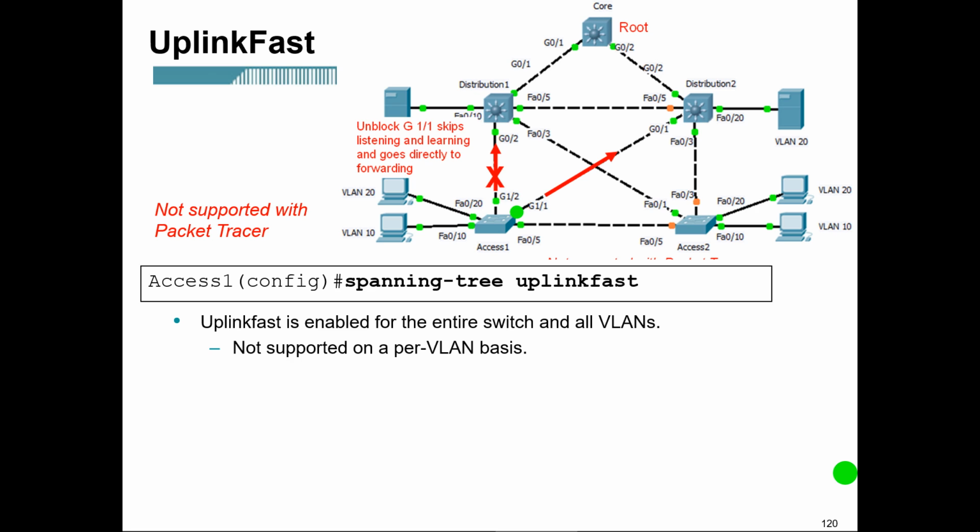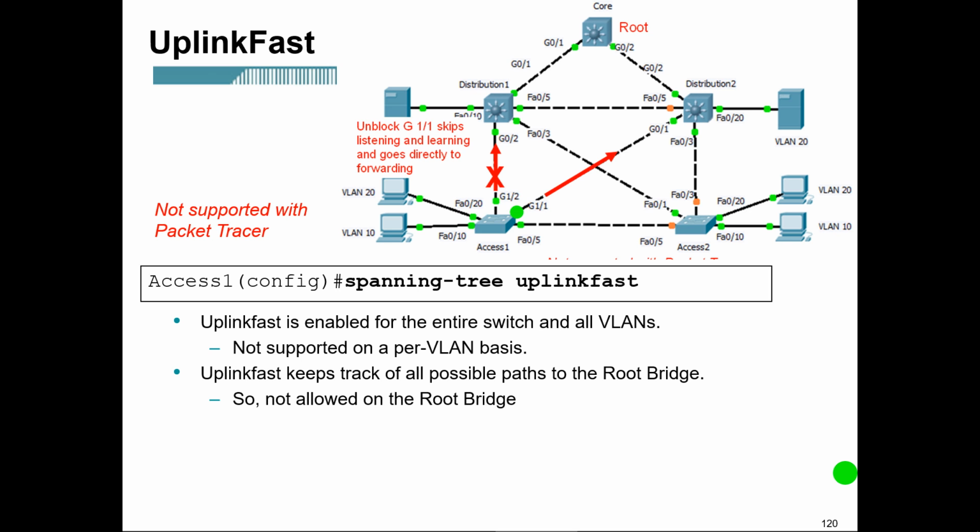Uplink fast is enabled for the entire switch and all VLANs, and it is not supported on a per-VLAN basis, meaning it is globally configured, and this is a feature not supported with Packet Tracer. Uplink fast keeps track of all possible paths to the root bridge, so it is not allowed on the root bridge. The switch's bridge ID priority is raised to 49,152 to make it unlikely it will be a root bridge.